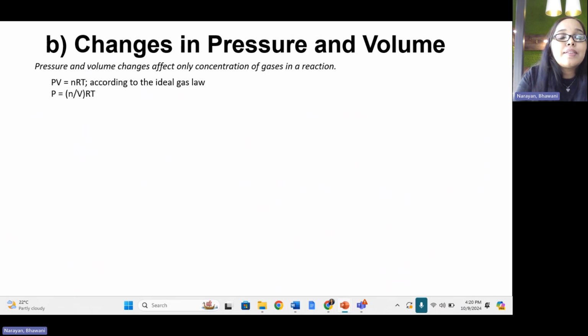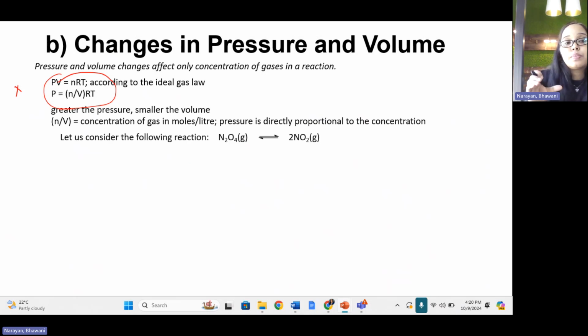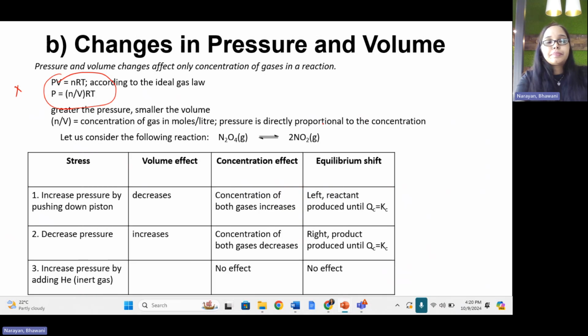Why does it affect gas? Because according to the ideal gas law, PV is equal to nRT. Anyways, you need not remember this, but what you need to remember is greater the pressure, smaller is the volume. So let's consider a gaseous reaction between dinitrogen tetroxide and nitrogen dioxide. So N2O4 gas converting to 2NO2 gas. Let me introduce to you the stresses, that is the changes that we are going to make.